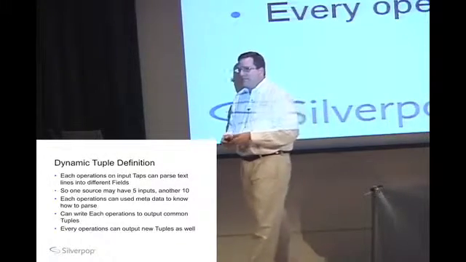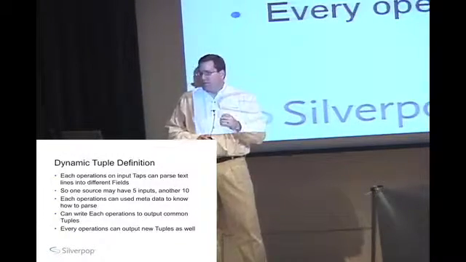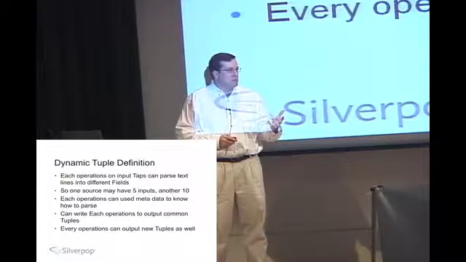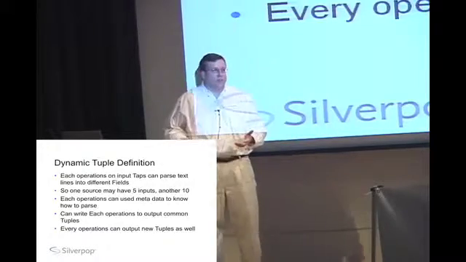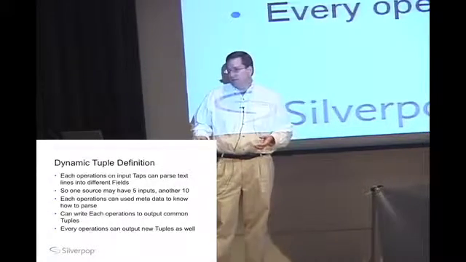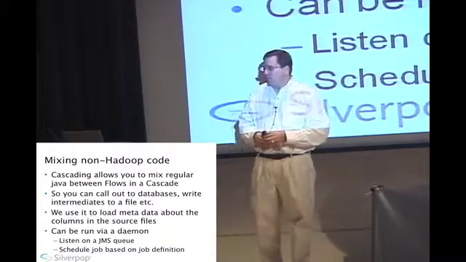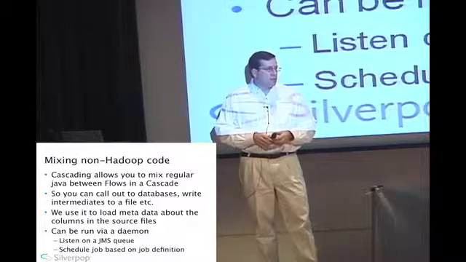Any questions? Okay. So the dynamic tuple thing, before I move off, allows me to create new attributes into my flows without major code changes. In fact, without any code changes, because most of our reporting is metadata driven. Here's another cool thing about cascading. Mix in regular Java operations in between the different flows.